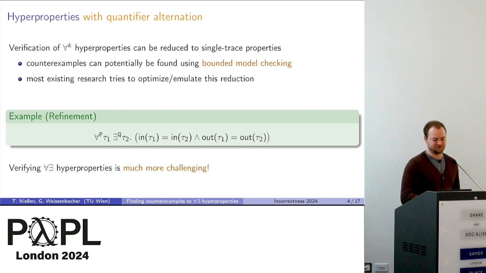So, for example, drawing a random integer does not refine drawing randomly from the set of natural numbers, because the integers are a superset of the natural numbers. But the other way around, if you only draw from natural numbers, it's a refinement of drawing from integers. So unsurprisingly, verifying these properties is much more challenging.